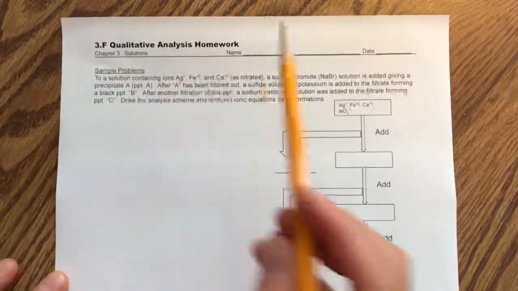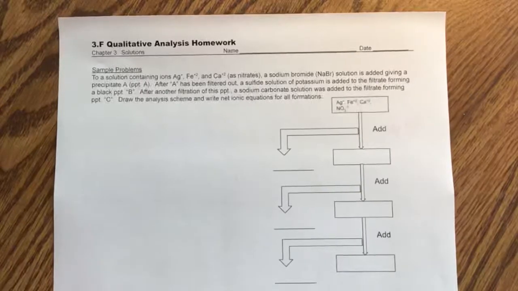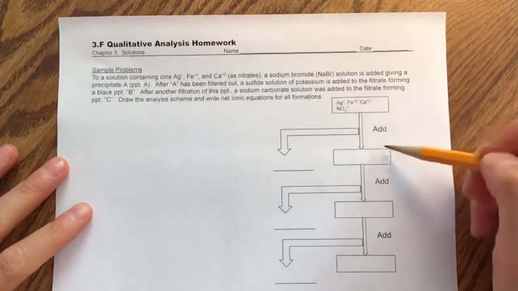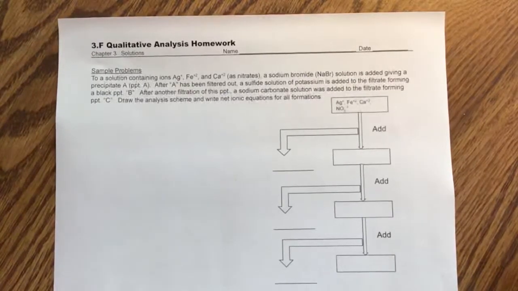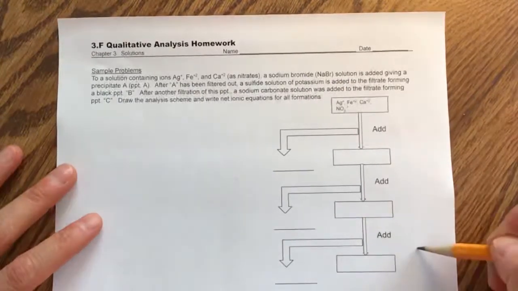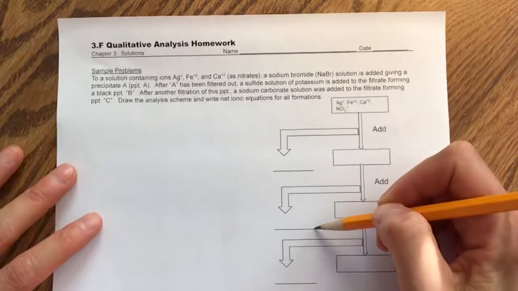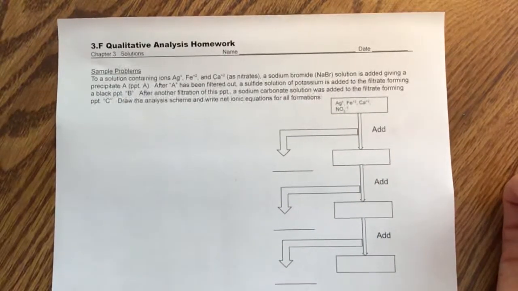In qualitative analysis problems, what you're trying to do is take a solution that may or may not contain ions, and you're trying to precipitate them out by adding soluble salts to that solution. Sometimes you're adding the soluble salts to determine whether or not other ions are in that solution, and sometimes you're purposely trying to precipitate certain ions out. What you're seeing on the right here is called an analysis scheme, and it's just a way to keep track of what you're adding to the solution and what is being precipitated out. So let me go through a problem with you just to show you how this works.